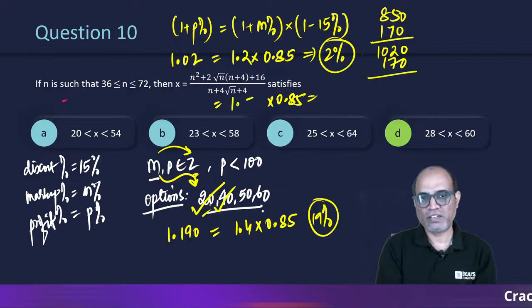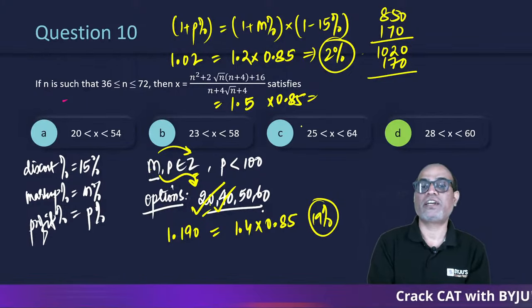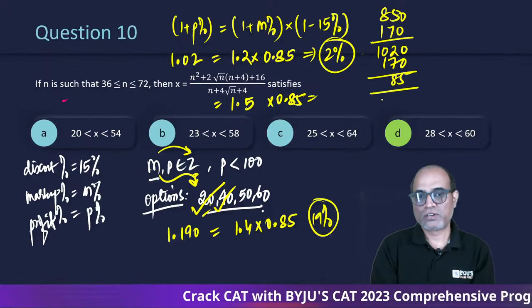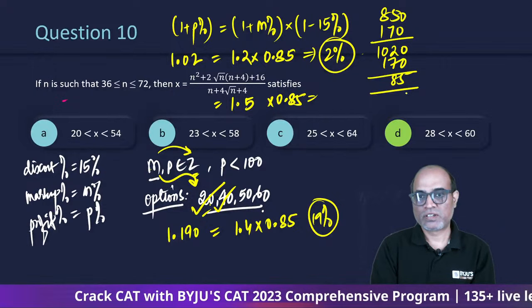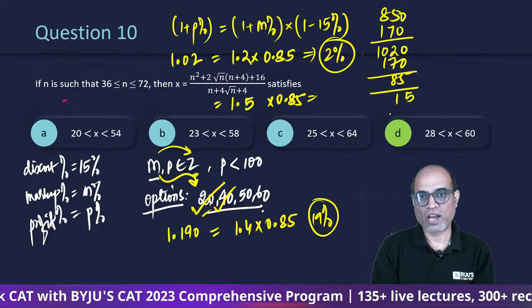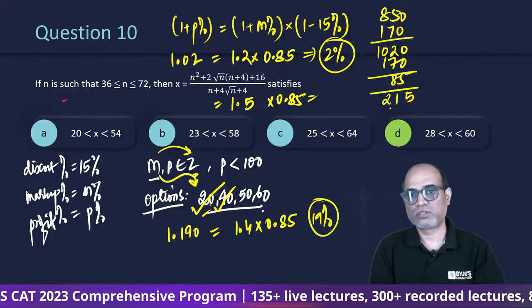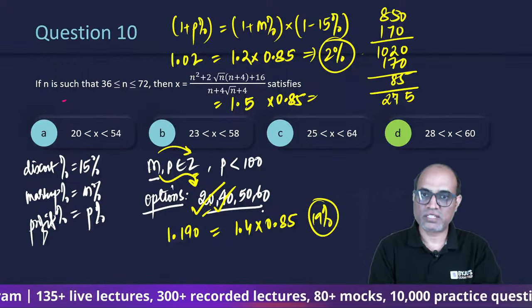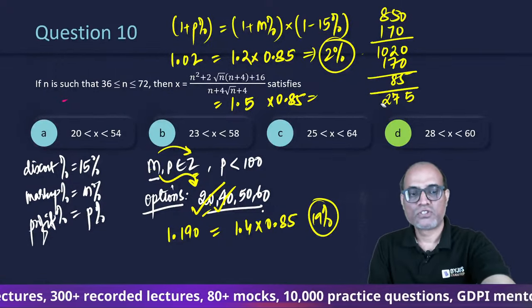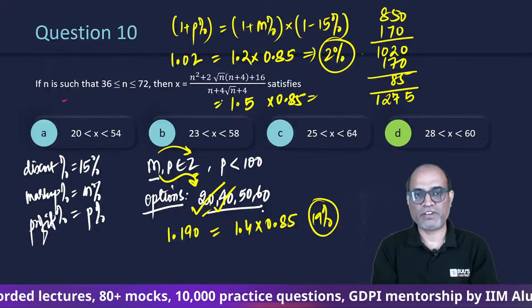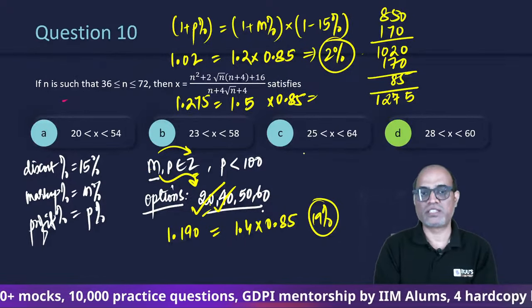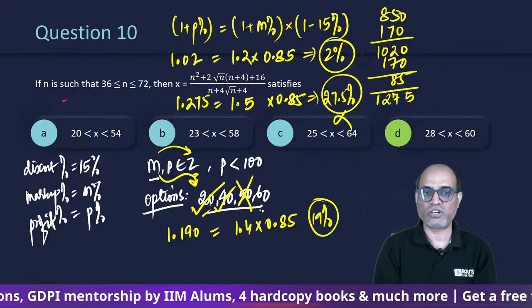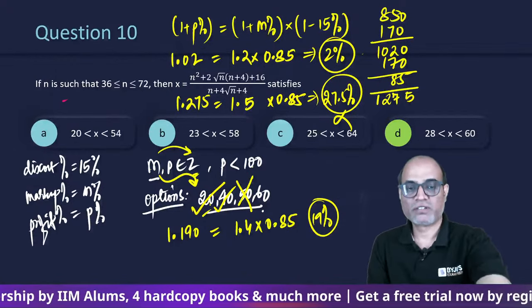If I take 50, 1.5 into 0.85, this will give you 5, 1, 16, 17. Sorry. This is 17. So 1.275, 1.275, which will result in 27.5% profit. This is not an integer, so 50 is not acceptable. So the answer is 50. 50 becomes the answer.